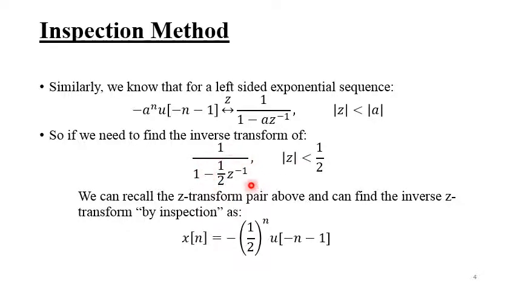for this one, using the inspection method, will be something like this. For A, we can replace A by 1 by 2. So we have minus 1 by 2 to the power n, u of minus n minus 1. So I hope this gives you an idea of the inverse Z transform. It's quite straightforward, right? The inspection method is quite straightforward.